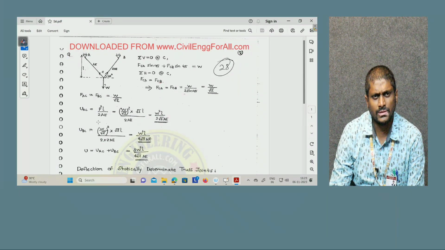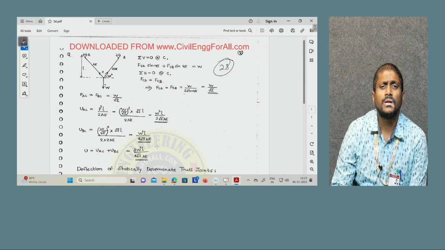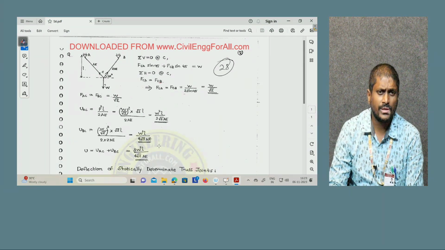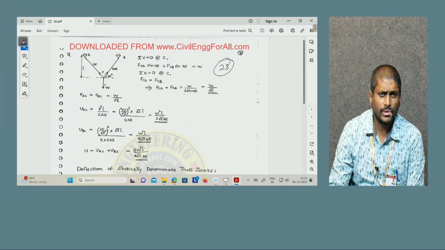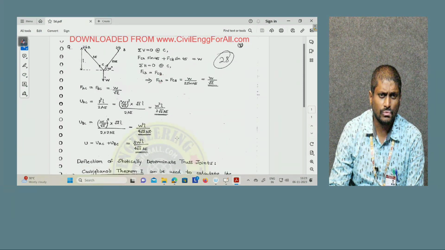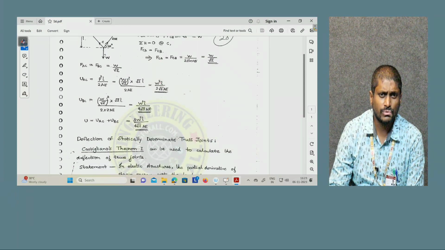Then UAC equals to L by 2AE equals to W by root 2 square into root 2 L by 2AE. Then finally we will be getting W square L by 2 root 2 AE. UBC equals to W by root 2 square into root 2 L by 2 into 2 AE equals to W square L by 4 root 2 AE. Then U equals to UAC plus UBC equals to 3W square L by 4 root 2 AE.